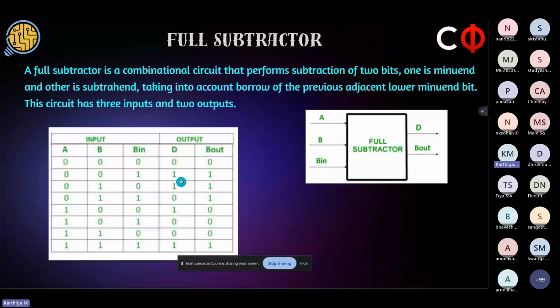Now let's go with the fourth example. A is 0, B is 1, B input is 1. B input is nothing but borrow input. It's the same reason, just like how we named the third input in a full adder as carry input, we name the third input in a full subtractor as borrow input.